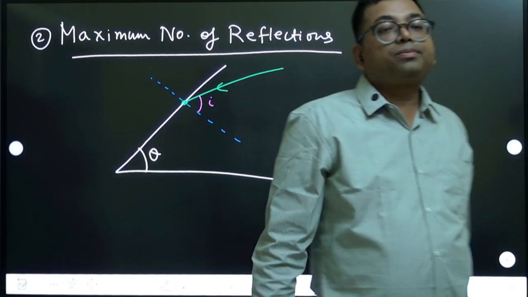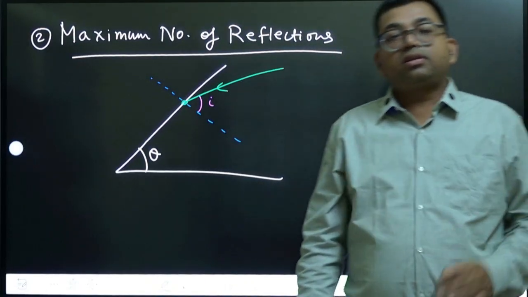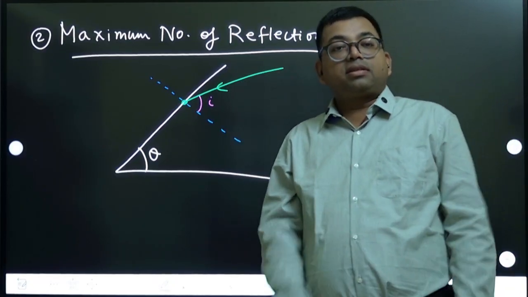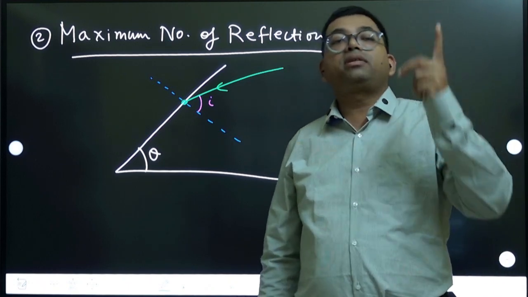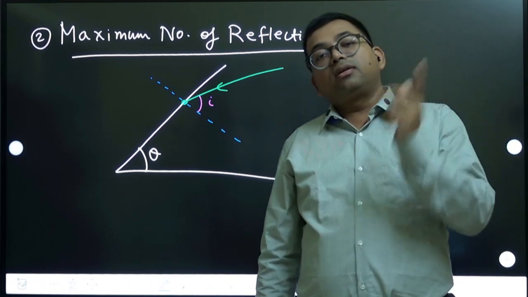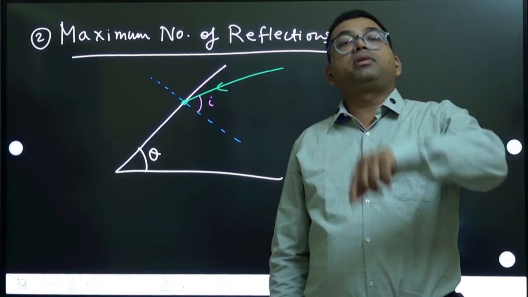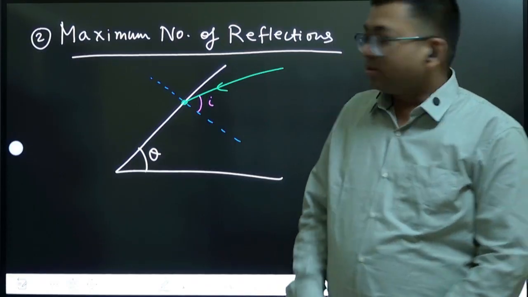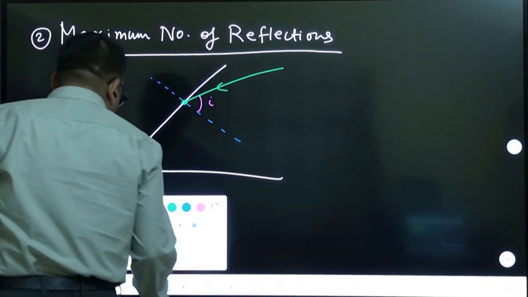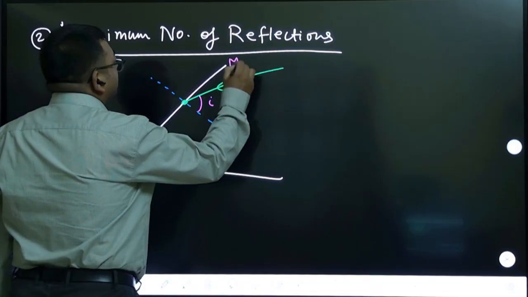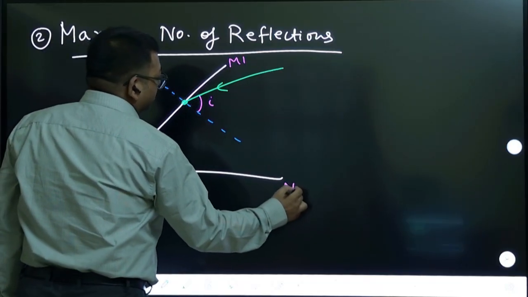How to know that? For this we need to understand a technique of mirroring the mirror. The technique is called mirroring the mirror. The mirror you make inside, take the image of the mirror in another mirror. So this technique we will try to apply. Suppose this is the first mirror, and this is the second mirror.